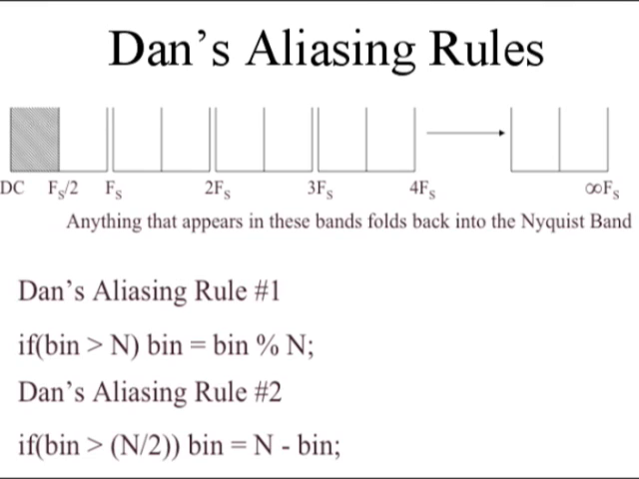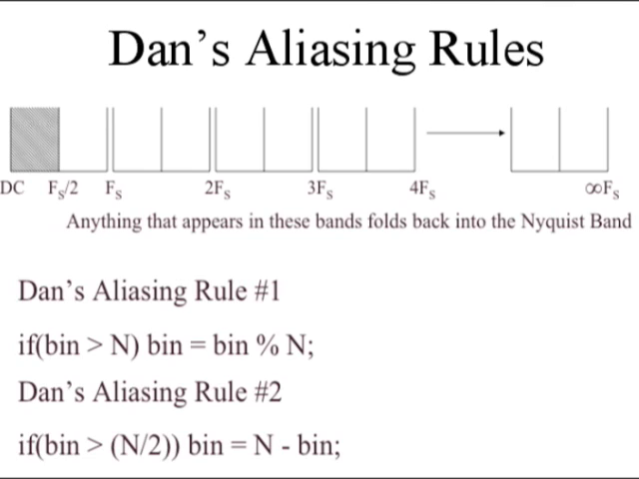So as the note says there, anything that appears in these bands folds back into the Nyquist band. They fold back, and you may have heard of that term. So anything that appears in these areas that's invisible will appear in the Nyquist band. And that's the problem. Anything that appears up in this area will fold back into the Nyquist band and pollute it and make it difficult for us to sort out which thing is which.